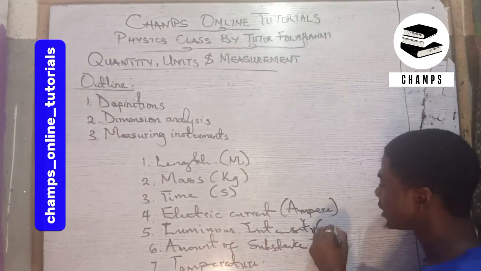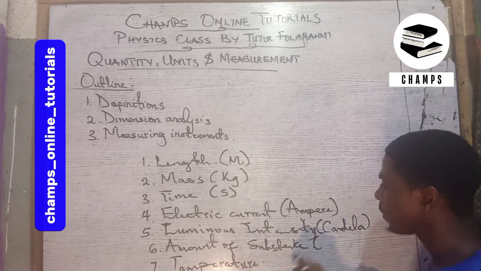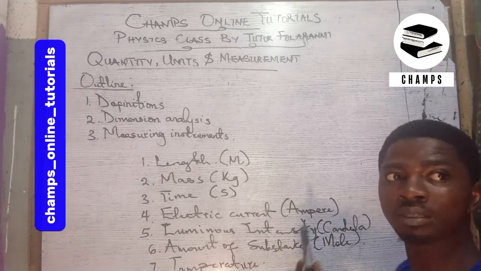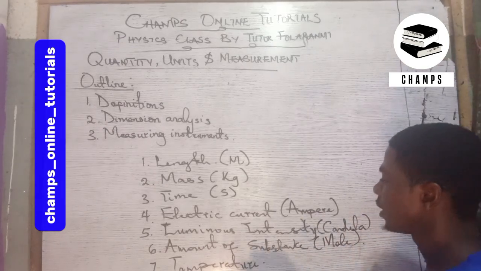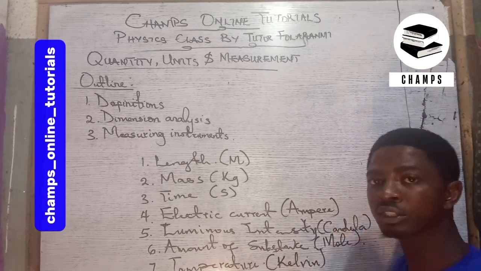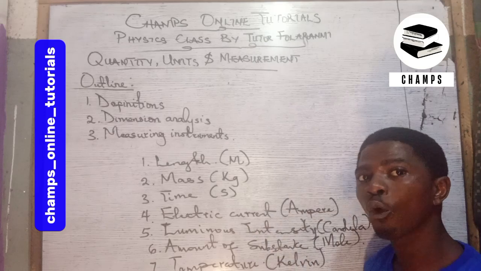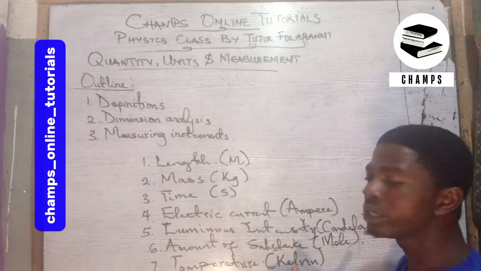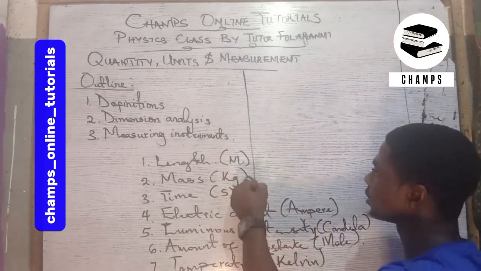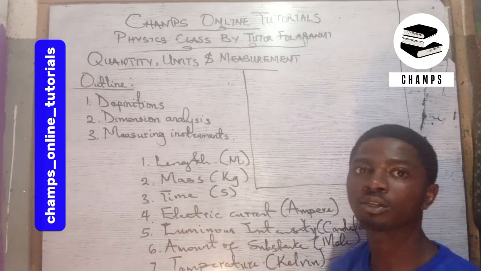For the luminous intensity we have candela. For amount of substance we have mole. This mole can also be molar, can also be gm cube or cm cube, right? Then we have temperature, which is Kelvin, and in some cases you can use degrees Celsius or Fahrenheit, but you can always convert when we get there. All right, so we've discussed the quantity and the unit itself. Now let's talk about dimension analysis.